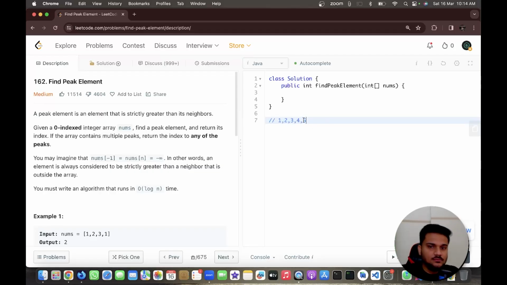Now here you can see 5 is greater than 4, right? But 5 has nothing to the right of it, because 5 is the last element. So in that case, if you carefully see, what is the index of 5? Index of 5 is n minus 1.